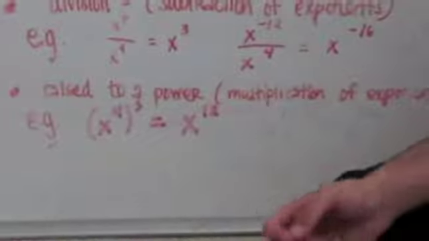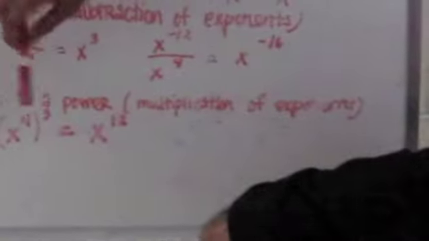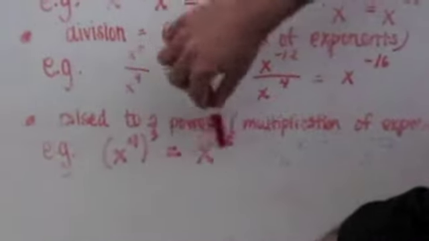And an exponent raised to a power is multiplication. X to the 4th to the 3rd is 4 times 3, x to the 12th. And that'll be it for now.